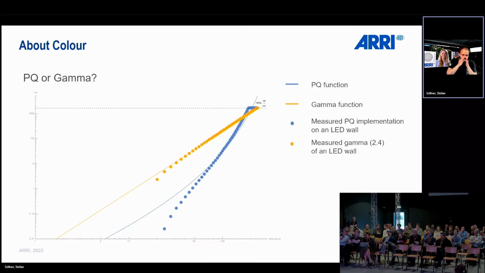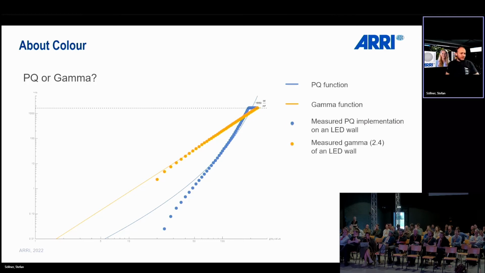Avoid Moiré at all costs. And then let's talk a bit about color. I think in driving the LED walls, there is a big discussion: either do I take a gamma curve or do I go for the PQ, the perceptual quantizer function? At the moment we are working on some measurements, what would be the better way? What you can see here in orange is the perfect gamma function, and also some measured values from an LED wall.